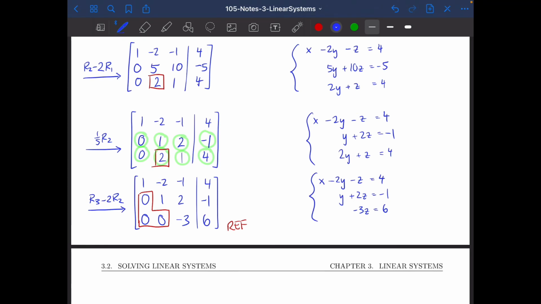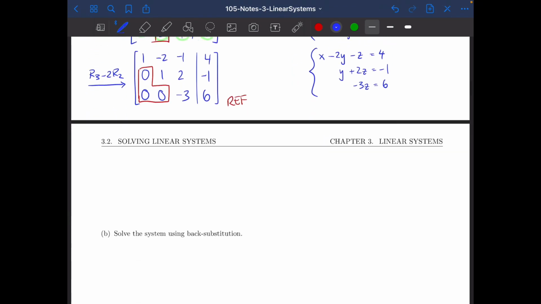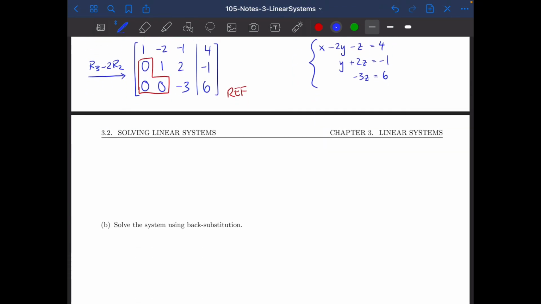Now this example actually has a part B. There's my part B. I want to solve the system using back substitution. I'm going to take my new system that I've just found and solve that one using back substitution. So I have 3 equations, 1, 2, 3. I'm starting with equation 3 and I'm solving it using back substitution. So minus 3z equals 6. I can solve for z. Z will be equal to minus 2.